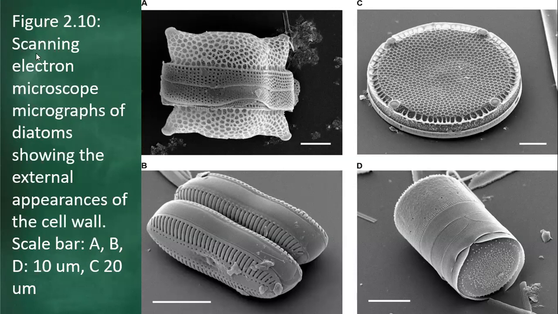These were taken by the scanning electron microscope. These are of diatoms showing the external appearances of the cell wall. So these are different appearances of the cell wall.